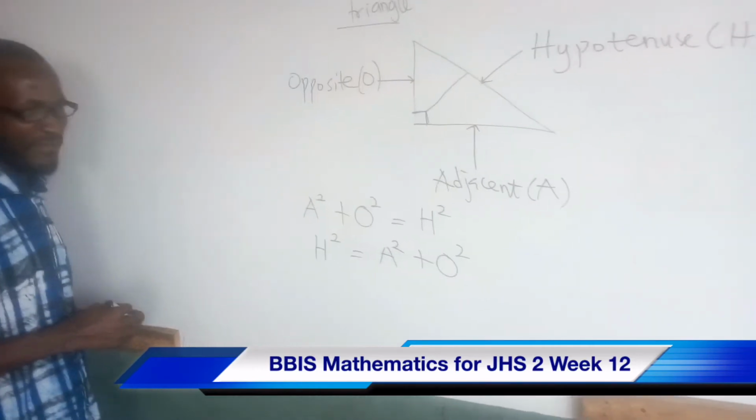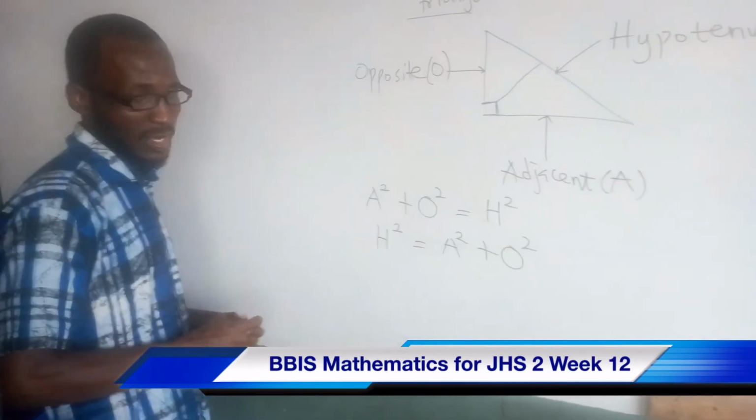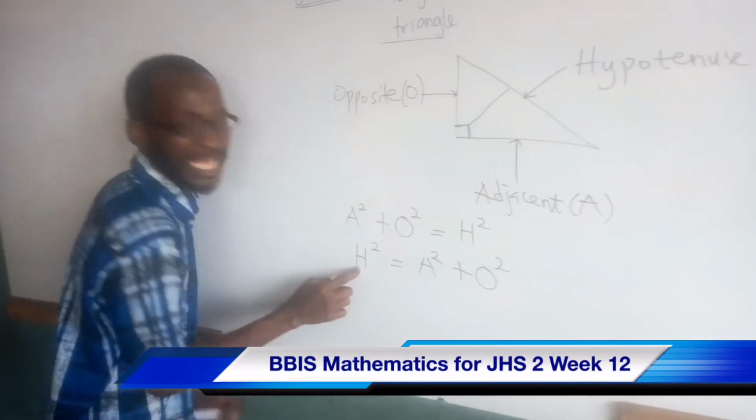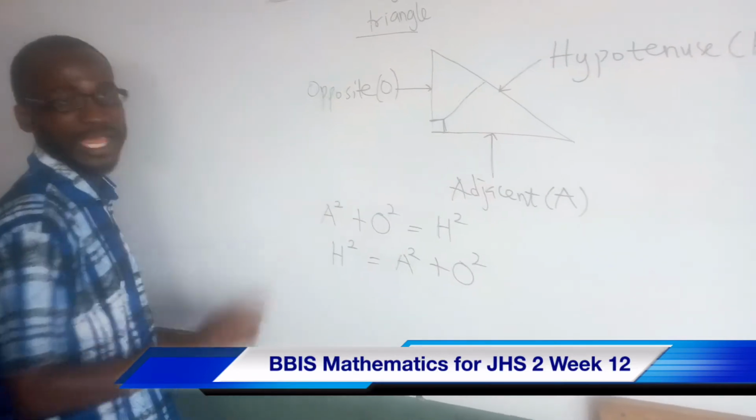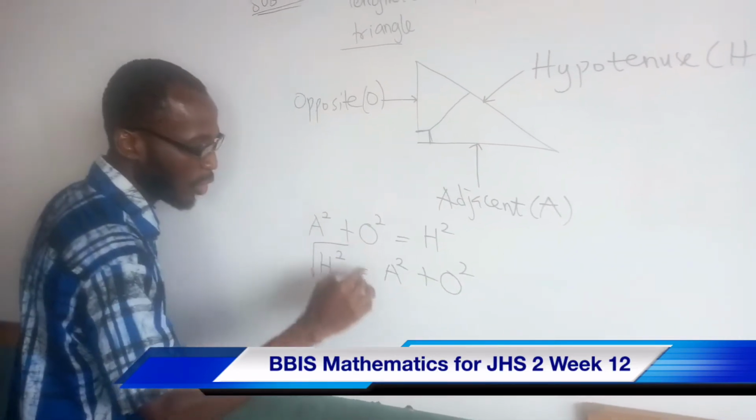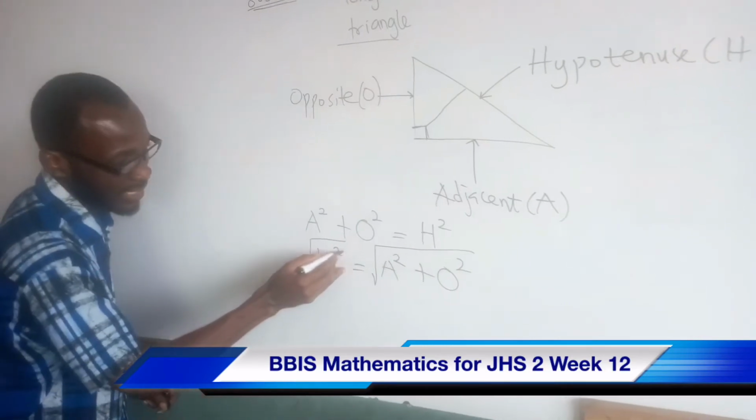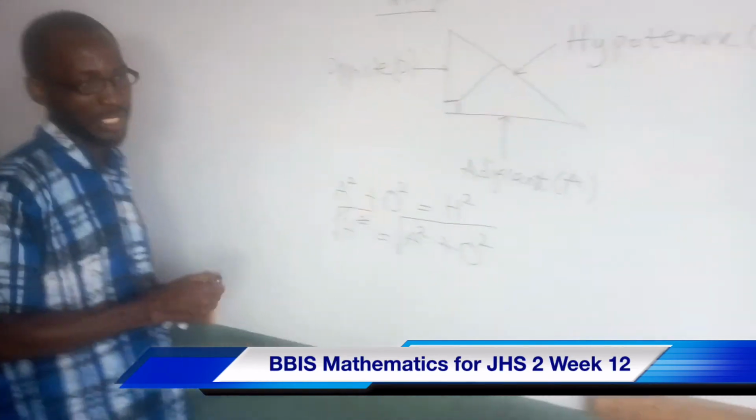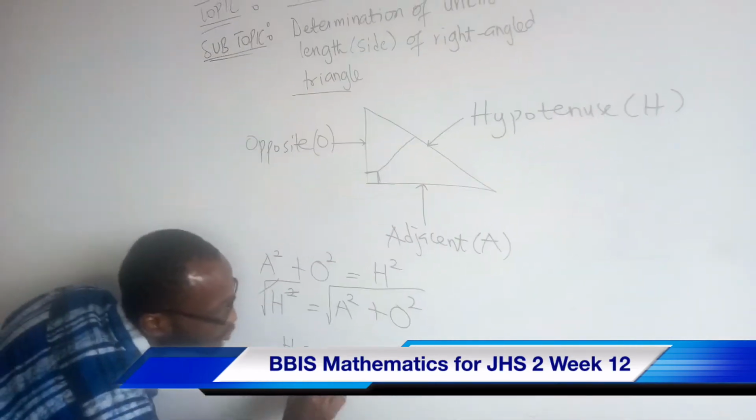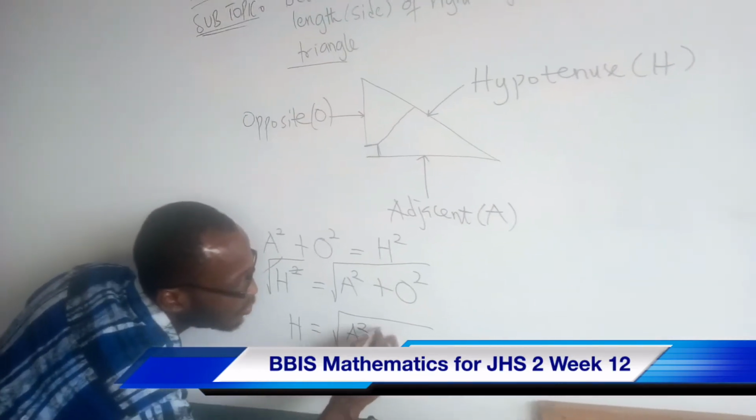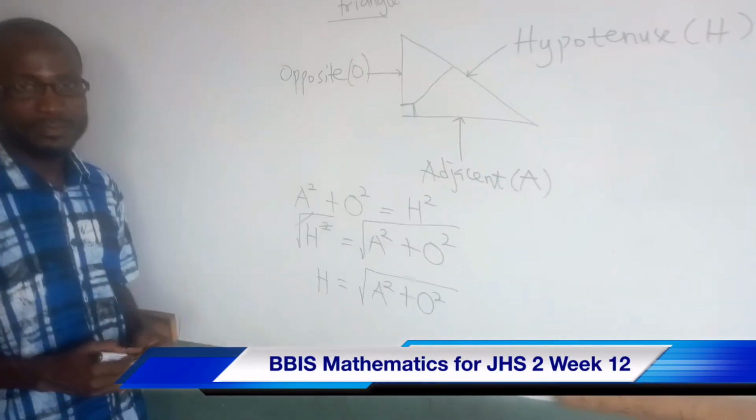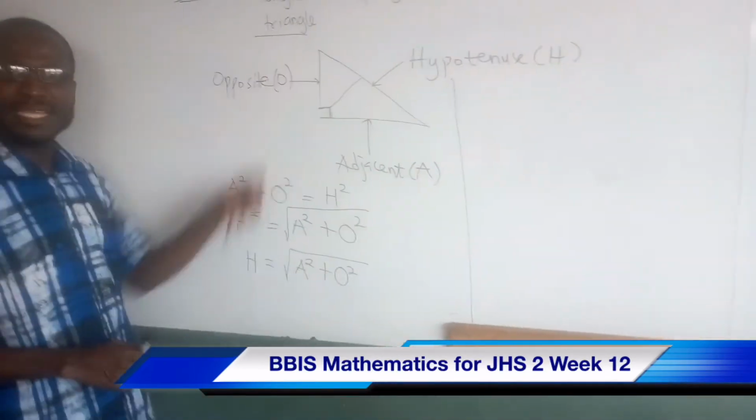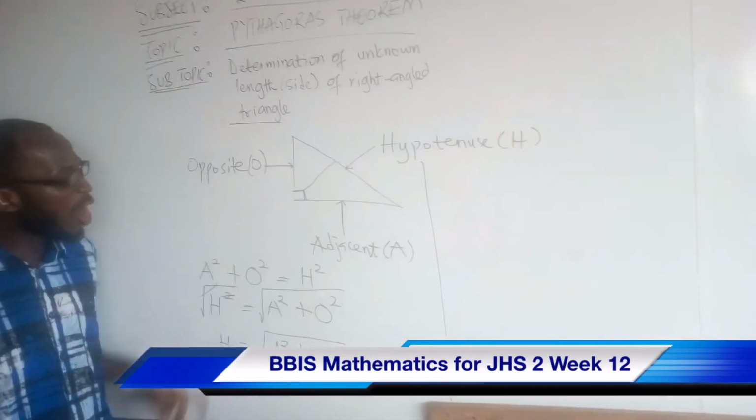Now, you remember very well when we did change of subject. Whenever you have something like this and you want to make h alone the subject, once it is carrying a square, what do you do? You square root both sides. You are right, so that these two will cancel out the square root. I've told you that always square cancels out square root, so that you have h is equal to the square root of what? A squared plus what? O squared. But bear in mind, children, it is not all the time that I will ask you to find the hypotenuse, for you to always stick to this.